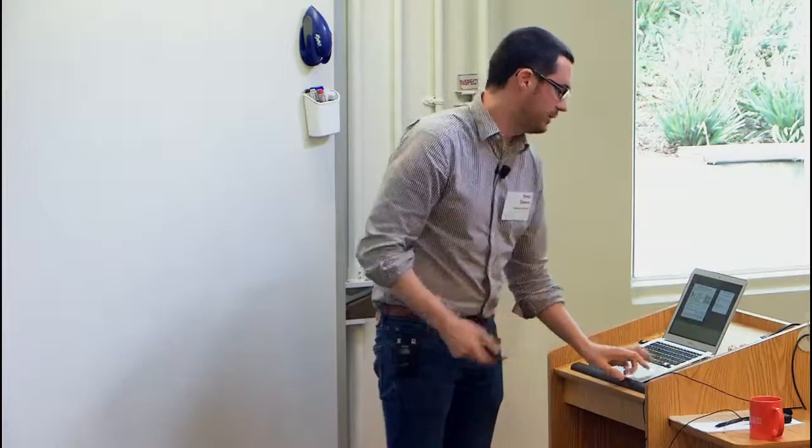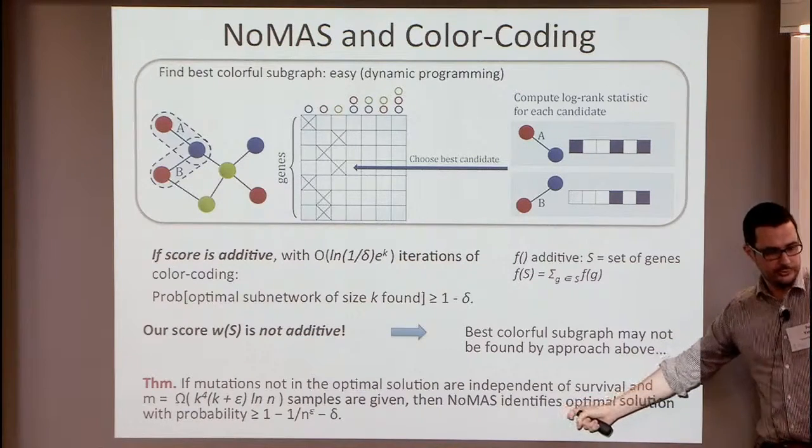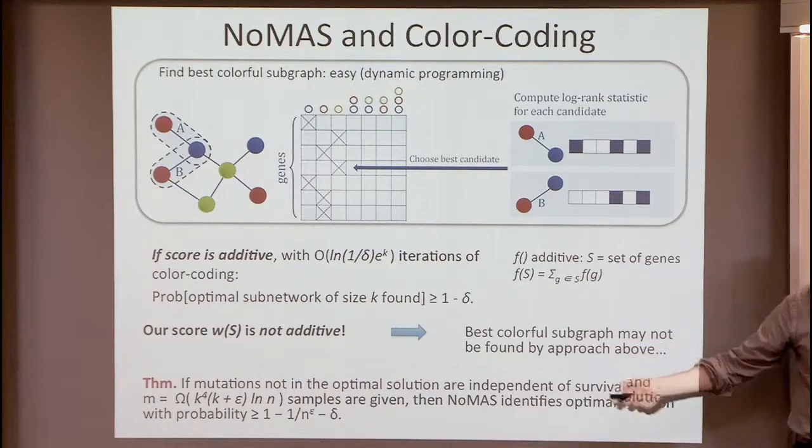That I understand, but in your color coding approach, you use an additive score. No, it's not additive. Our score is not additive. That's the main point. Thanks for pointing out that it was not clear. And your theorem says that even if you use an additive score, you're guaranteed to find the maximal subnetwork. No. What he's saying, or I hope I have written what I wanted to say, is that if the mutation and the optimal solution are independent of survival, that's our model, and you give me enough patients, this M, then NOMAS, our approach based on the color coding, will identify the optimal solution according to our score that is not additive.